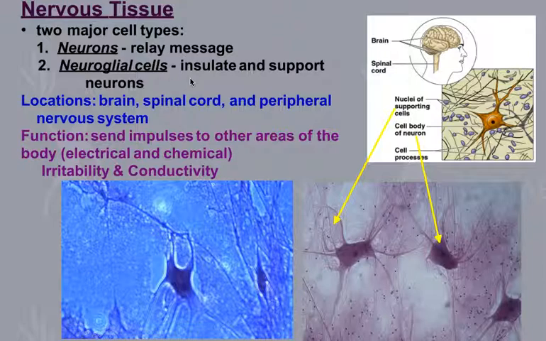And we can find nerve tissue in places like the brain, the spinal cord, and the nerves that run through your body. And again, all nervous tissue's function is to conduct electrical impulses to send messages throughout your body. That's what we call irritability and conductivity.